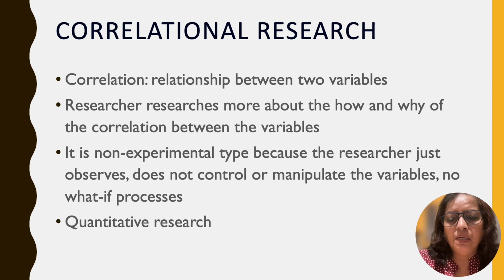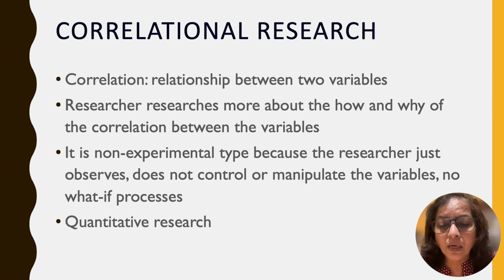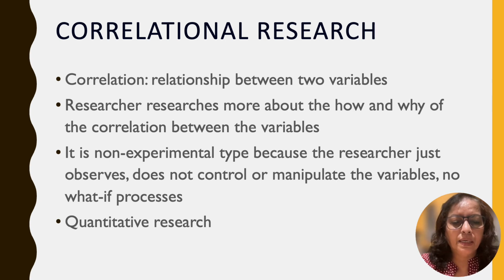This is correlational research. Like in correlation, there are two variables, X and Y. X could be the shelf on which the shampoo is placed. Y could be the number of sales. It is a quantitative kind of research. Correlational research is a quantitative kind of research because you count the number of shampoo bottles sold. For example, we'll go to the next slide.